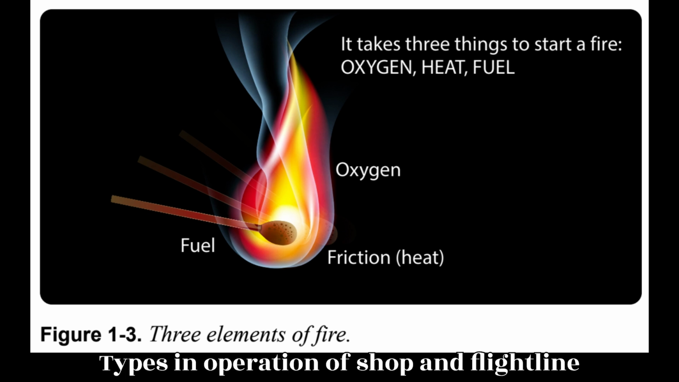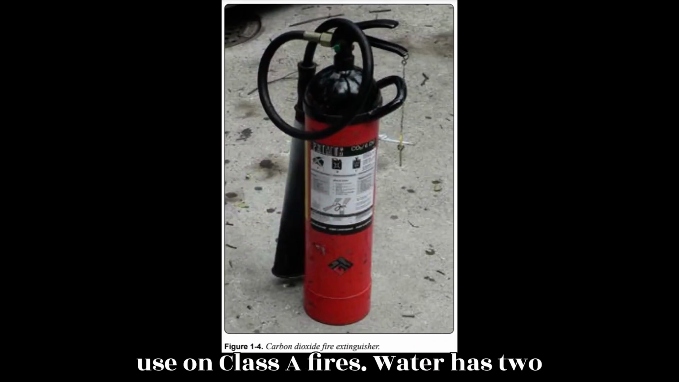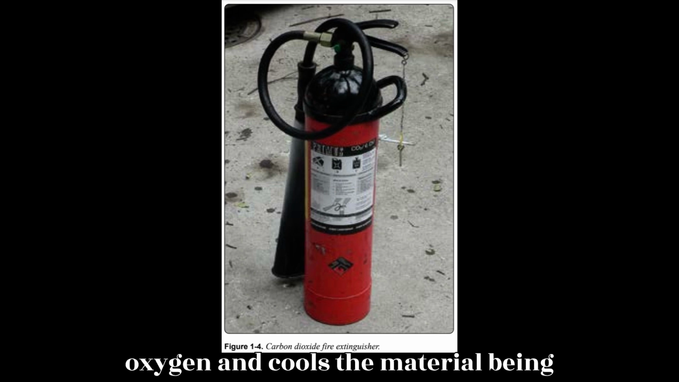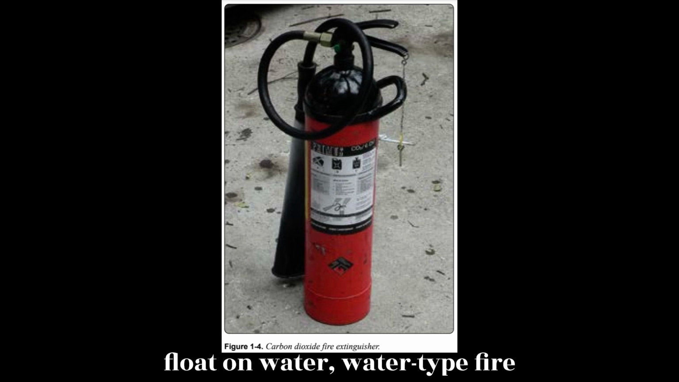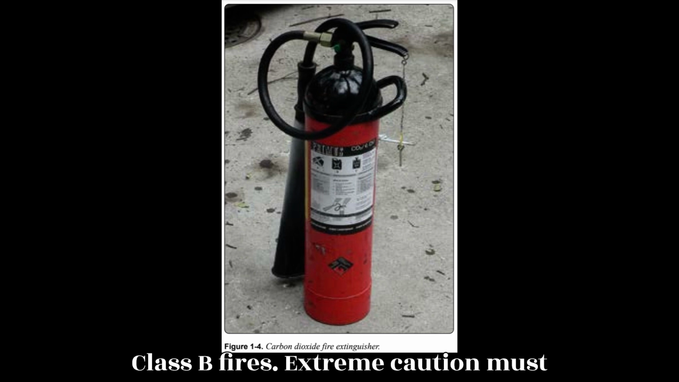Types and operation of shop and flight line fire extinguishers. Water extinguishers are the best type to use on Class A fires. Water has 2 effects on fire. It deprives fire of oxygen and cools the material being burned. Since most petroleum products float on water, water-type fire extinguishers are not recommended for Class B fires.